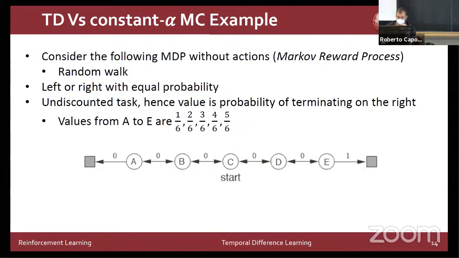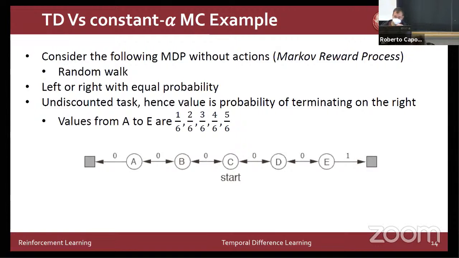Okay, so now we'll see one example where we look at the following Markov decision process without actions, meaning that this is a Markov reward process. So it's an MDP where you get rewards, but you don't have actions. It's just a random walk. You have a probability of ending up left or right with the same probability: 0.5 left, 0.5 right. And let's assume we are dealing with an undiscounted task.